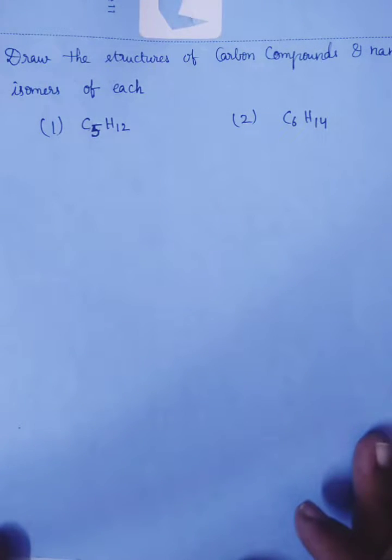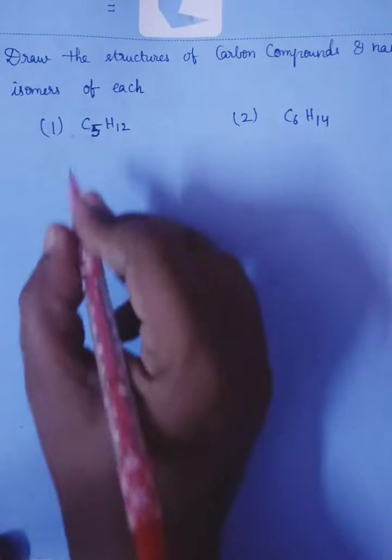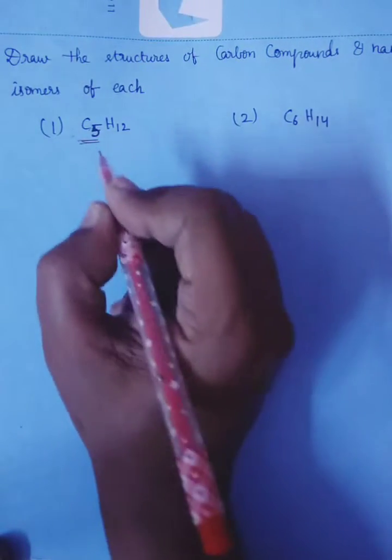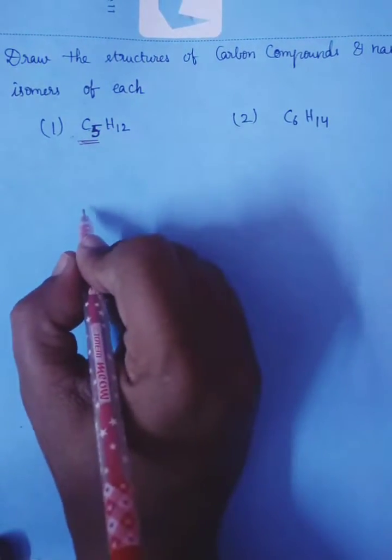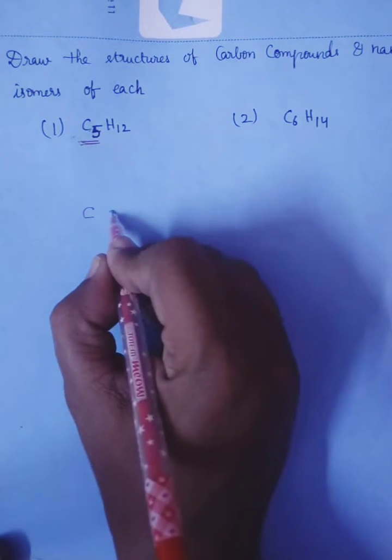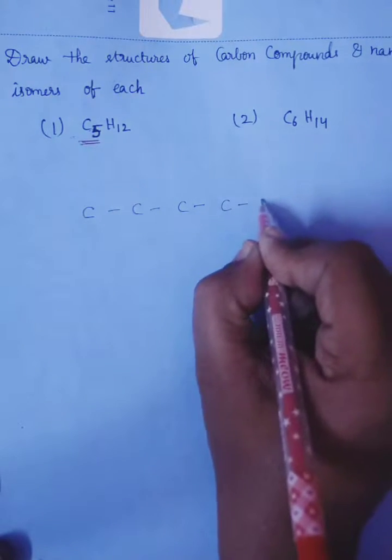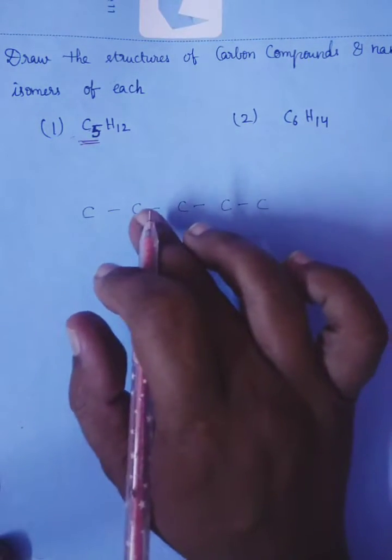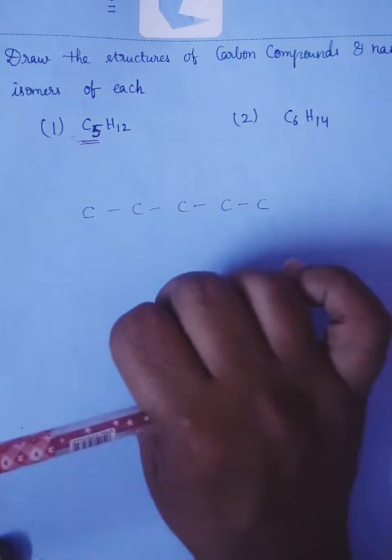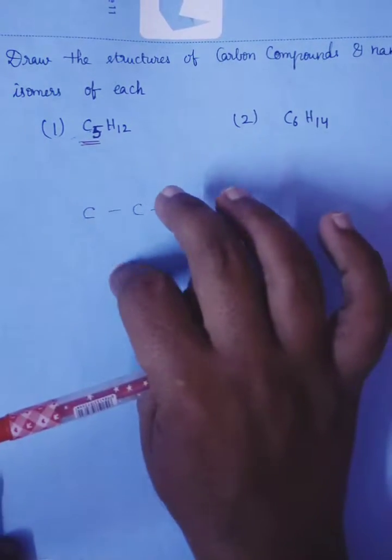Let's try to write the structures of carbon compounds. First, C5H12 means first we have to give priority to the number of carbons. How many carbons are there? 5. That is 1 2 3 4 5. So every carbon can make a bond with 4 hydrogens or 4 other elements.